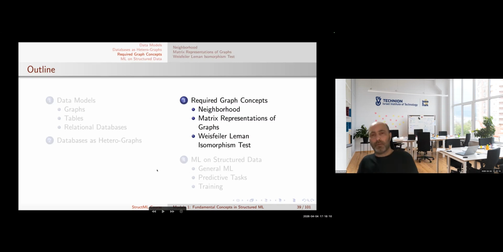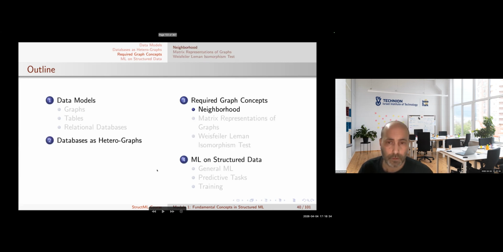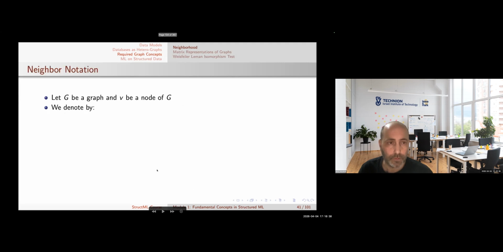So in this part, we revisit some concepts of graphs that are useful for the course. You probably encountered them in other courses, some of them at least. Some are straightforward, mainly standard notation, and some ideas are more special to this course. Let's start with the concept of neighborhood.